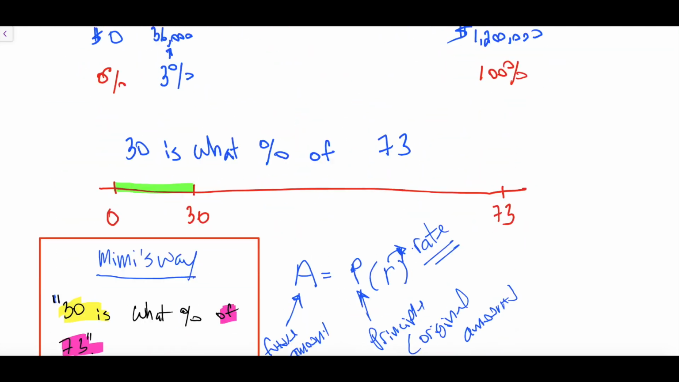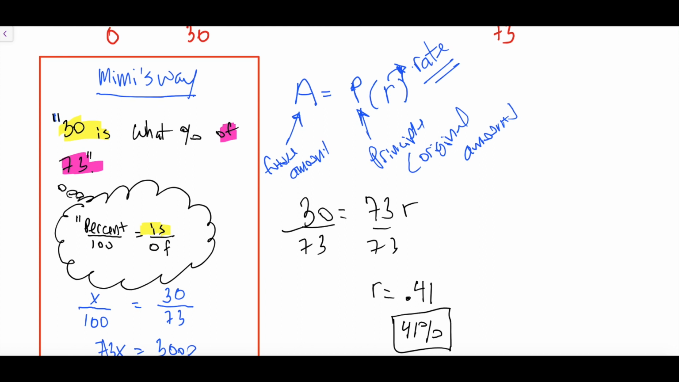Did I not work out that problem at all? Am I going crazy? Wait, it's right. Yeah, it's right here. I did it already. So 30, that's the future amount, equals 73, which is what you have now, but it got chopped down, and then you divide both sides by R for 73.